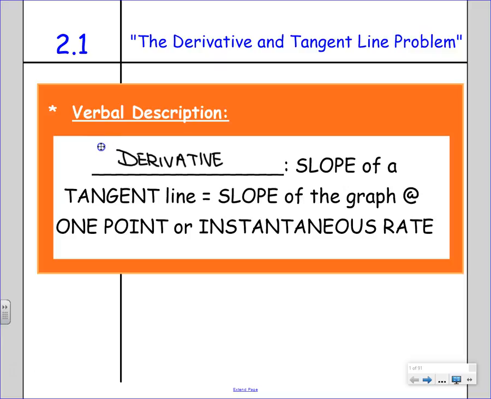Ask any calculus kid what's something they learned, they say, well, something to do with derivatives. And hopefully they also remember integrals. But if nothing else, you should remember derivatives. The derivative. If I'm talking about slope singular, I should say a derivative. A derivative is a slope of a tangent line, a slope of the graph at one point, or an instantaneous rate. So technically, a derivative, a lowercase one. Because a derivative could just be one number, one slope at one point.